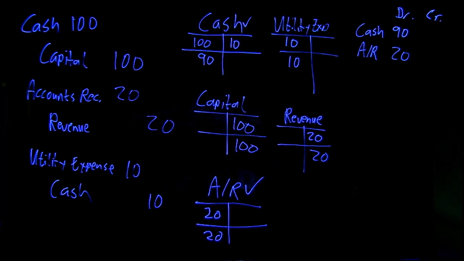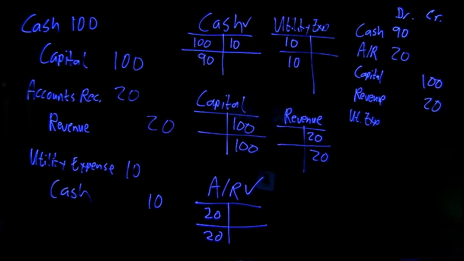So now we have our capital, which we show as a $100 credit balance. We have revenue, which we show as $20. And then we have utility expense, which is $10.